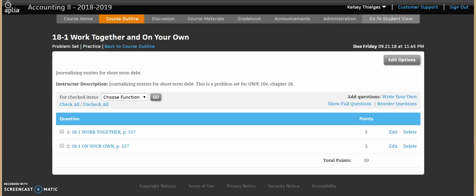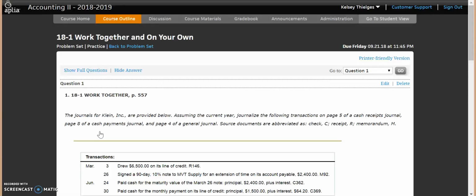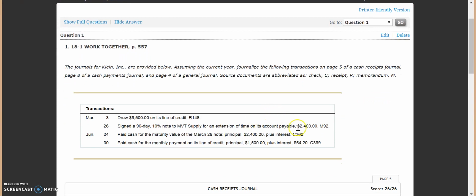All right, welcome to 18.1 Work Together, where we're doing our short-term debt financing. When you look at 18.1 Work Together, you're going to see we're going to have four transactions here. One having to deal with a line of credit, and the other one having to do with an extension of a note. So our first one on March 3rd is that we drew $6,500 on our line of credit.